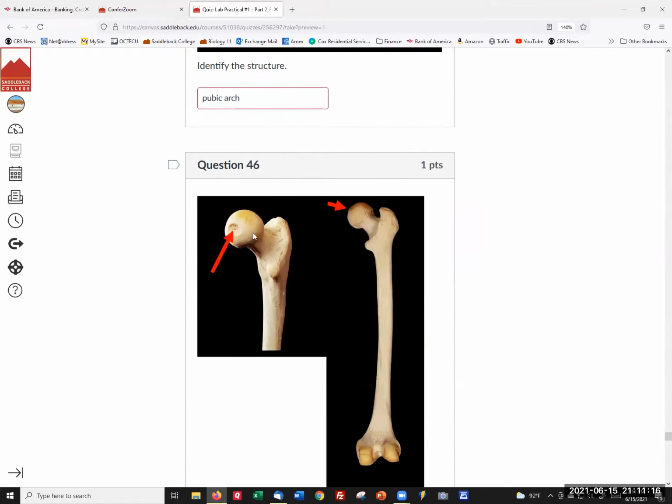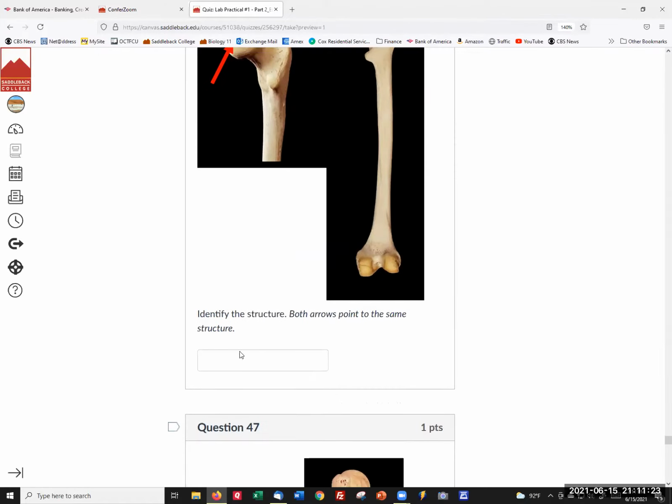Here's the head, the so-called hole in the head of the femur. That's the fovea capitis.